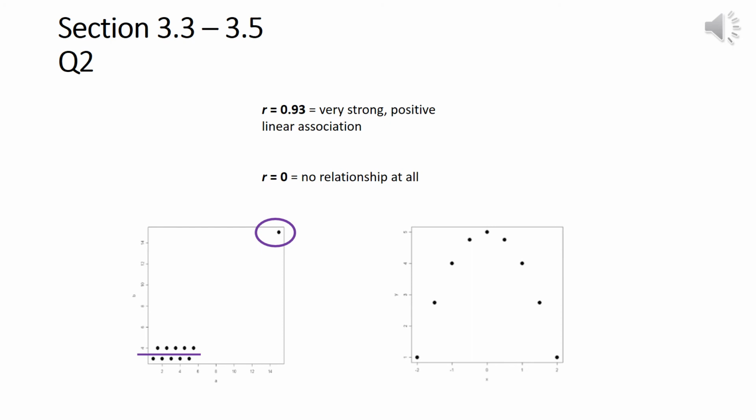For the figure on the right, clearly this is not a straight line relationship. It's a curve relationship, so it is inappropriate for us to fit a correlation, to calculate a correlation coefficient in this case.